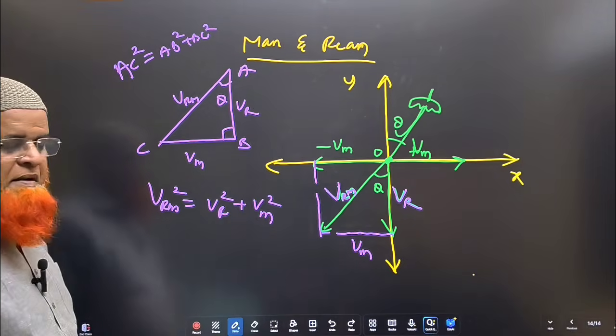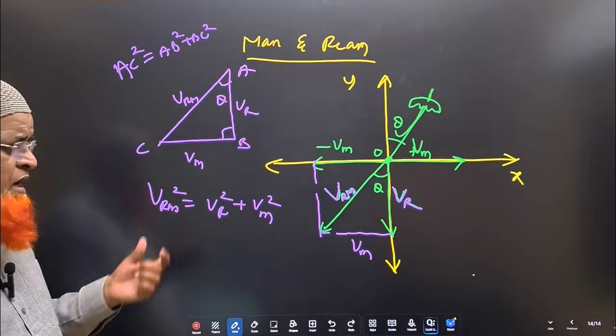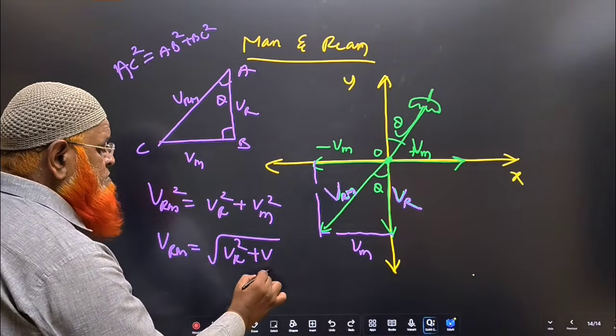So velocity of rain with respect to man, if you want it, what do you do? You take VR square plus VM square. Okay.